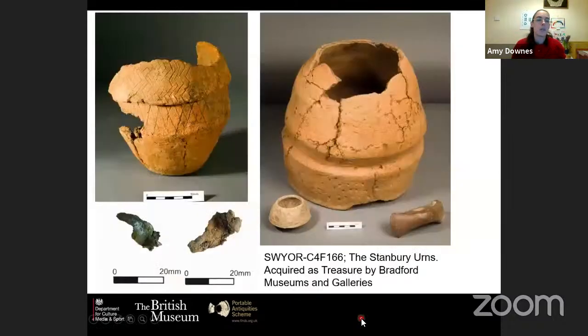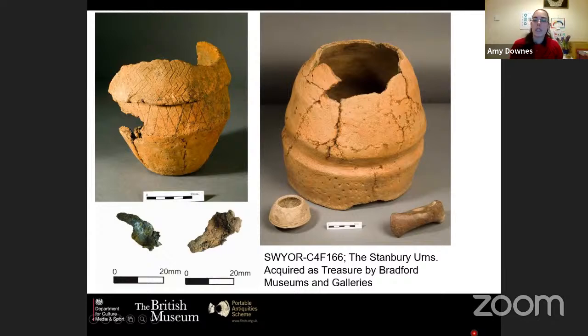Another assemblage which benefited from professional excavation was Bradford's own Stanbury urns. These Bronze Age cremation urns were found during garden landscaping, but luckily the finder realised that they were something special and contacted the museum, who arranged for professional excavation. The finds were 3 ceramic urns, an accessory vessel here, a battle axe, a bone pin and a bone belt fastener, and these 2 fragments of copper alloy.